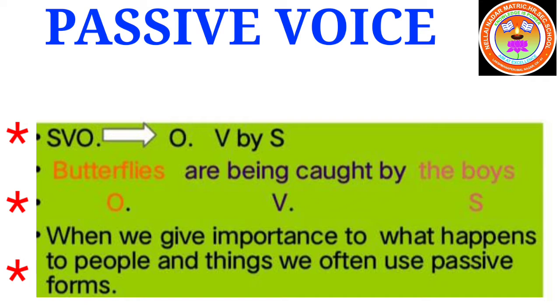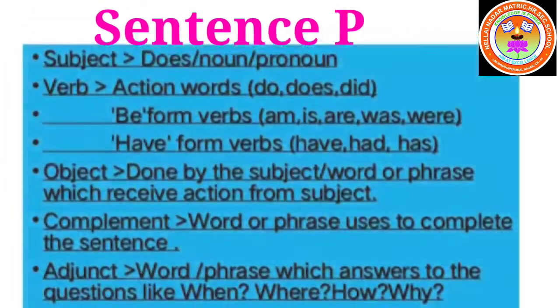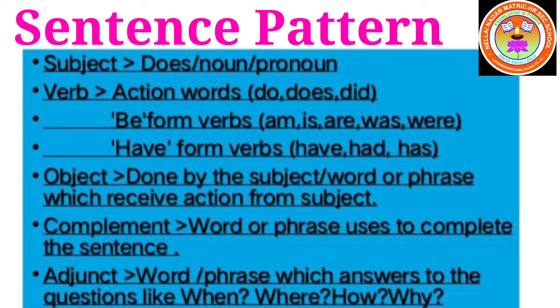So for active voice and passive voice, we have to learn sentence pattern. We have to split the sentence into subject, verb and object. Sometimes an object and a complement will be there. So we have to split the sentence, identify the elements, then change it. So sentence pattern is a very important thing in active voice and passive voice. Before going to active voice and passive voice, let us learn the sentence pattern.